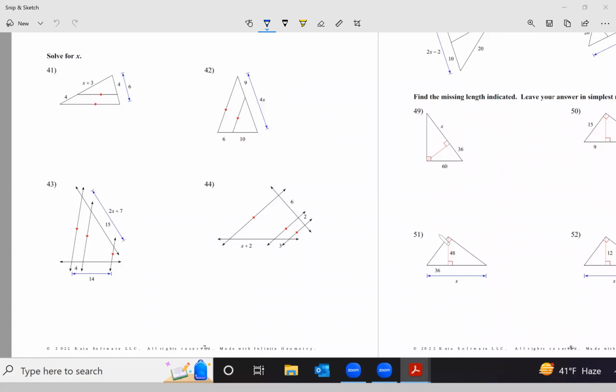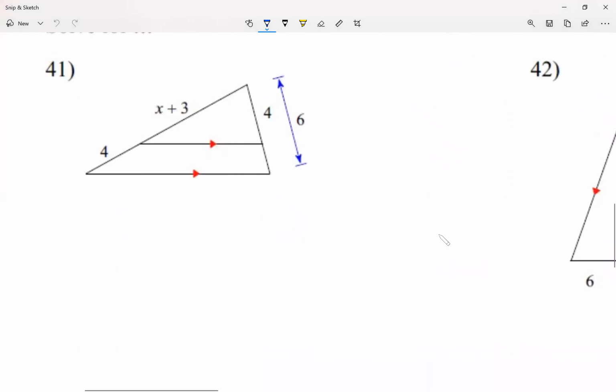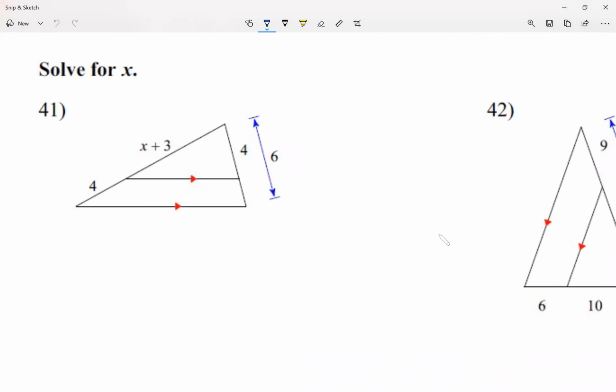For today, we're going to be looking at similarity among parallel lines. Okay, so notice, let me take a look at 41 to begin with. There are two lines that are parallel. This line and this line are parallel. I indicated the parallel with that red arrow that you guys see.